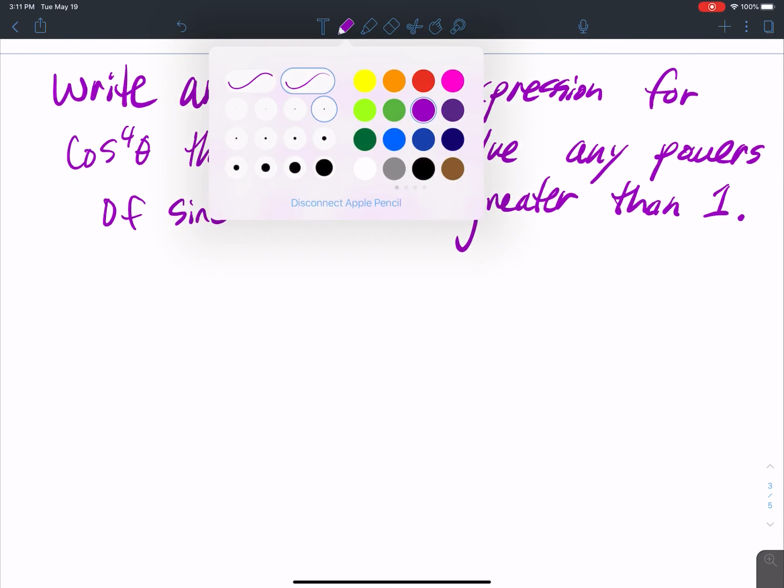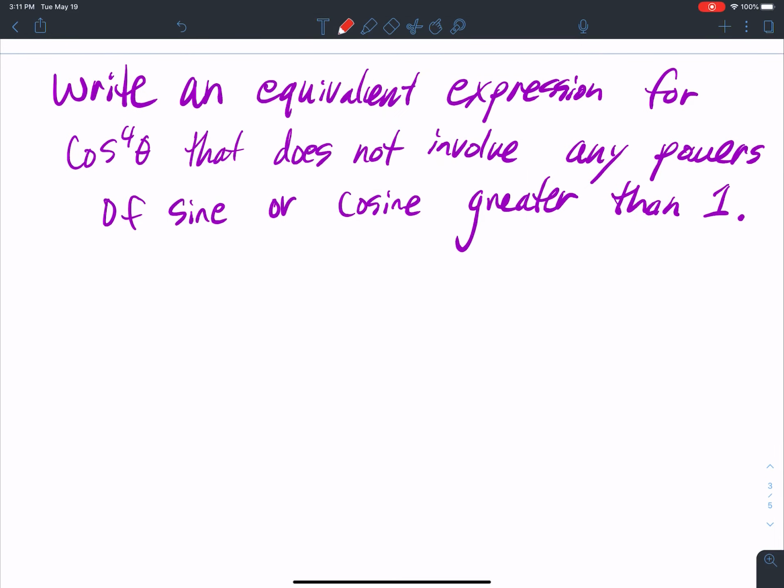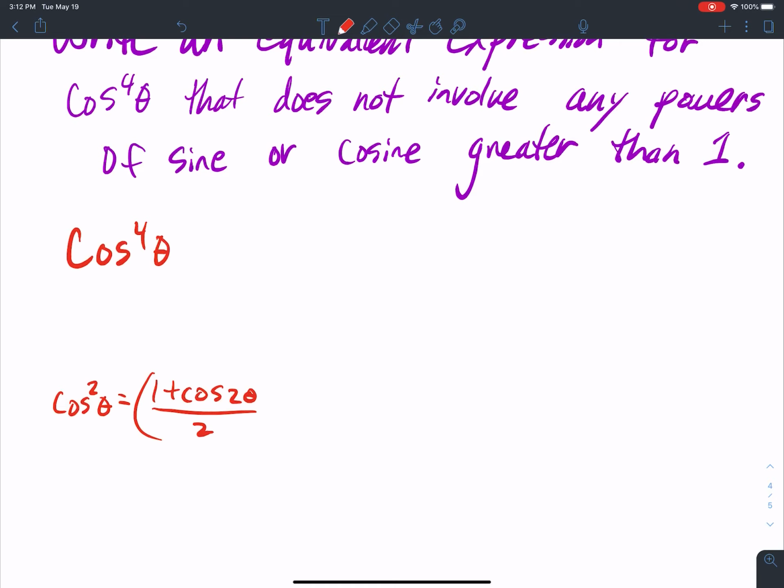This is actually a problem that you do in Cal 2, so they're kind of getting you ready for this. All right, so cosine to the fourth theta. Well, what does the reduction identity say? It says cosine squared theta equals 1 plus cosine 2 theta over 2. But we don't have cosine squared, we have cosine to the fourth. So how do we rewrite cosine to the fourth as a squared?